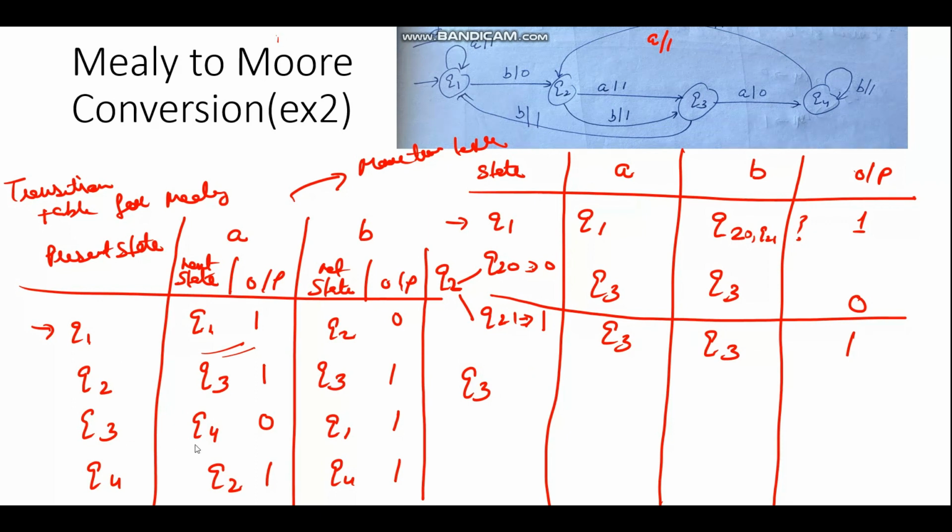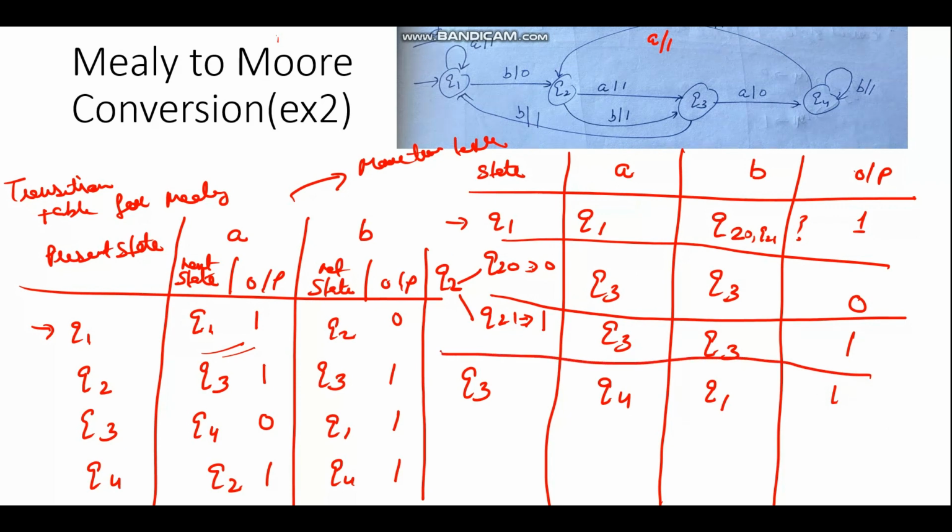Now for Q3, from the transition table we can say it is going to Q4 and Q1. So we will write over here Q4 and Q1. It means we have to write the output of Q4 in this case. When we check Q3, the output is 1 for both occurrences of Q3. So there is no conflict. We will simply declare the output is 1 in this case. Fine. So what is to be done next? We are done with Q3. Now we have to check for Q4.